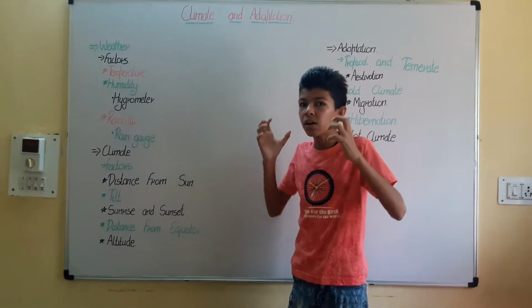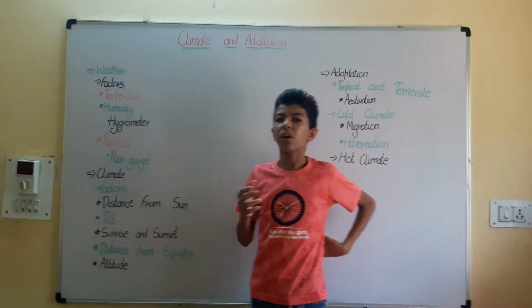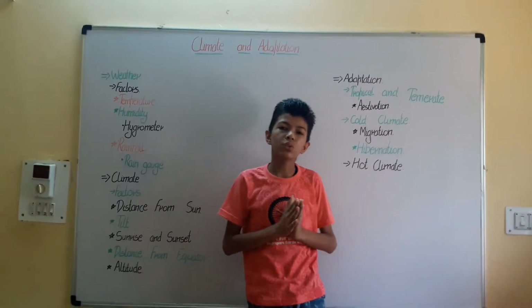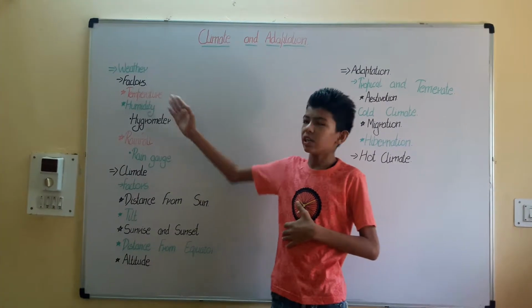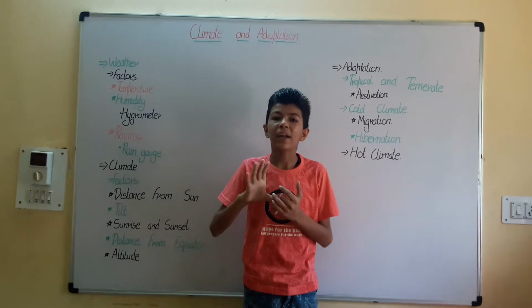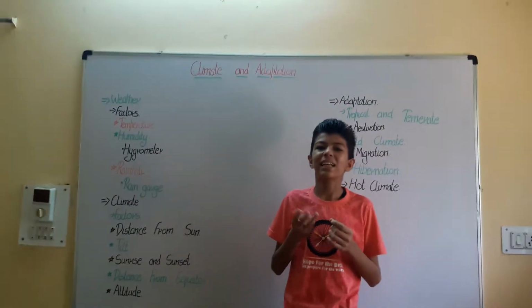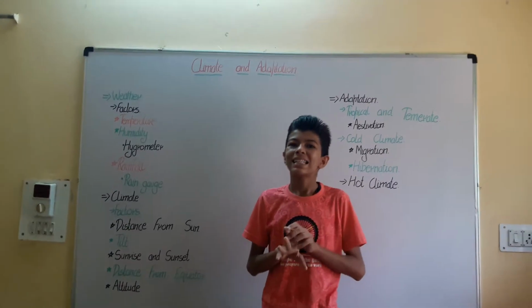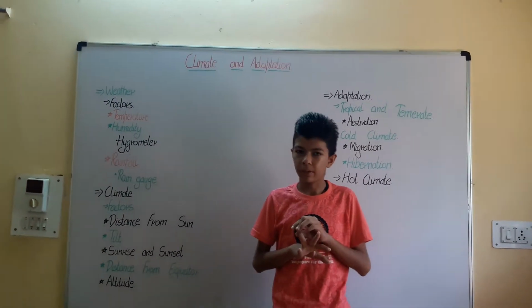When it comes to meteorology, what is meteorology? Meteorology is the study of the earth's atmosphere, and a person who does this is called a meteorologist. They use an instrument called a thermometer. We learned about three types of thermometer in the heat chapter. These were the Celsius thermometer, Fahrenheit thermometer and the Kelvin thermometer.